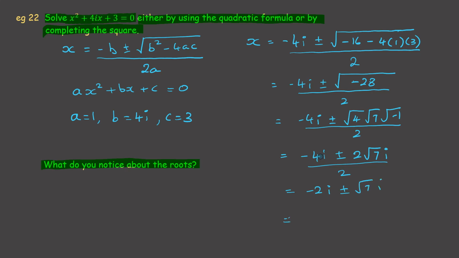So we get negative 2 plus root 7i and negative 2 take root 7i. Note that this is not the negative of this, so they're not conjugate. The real part is 0, but the imaginary parts are not negatives of each other, so it's not conjugate.